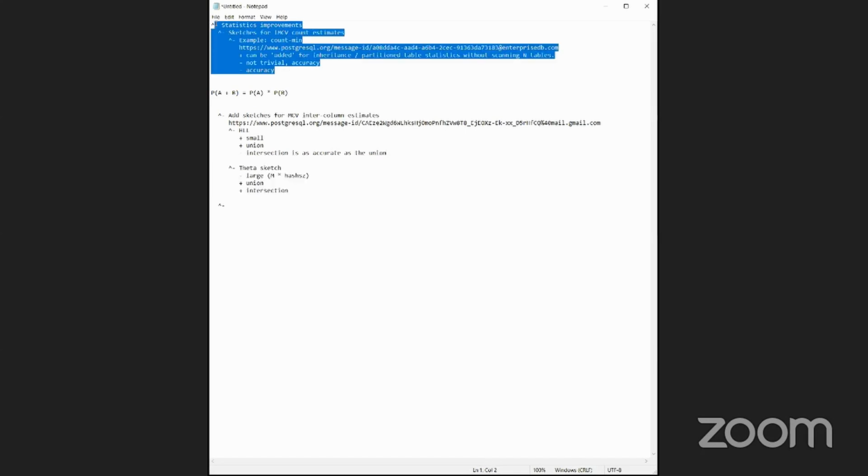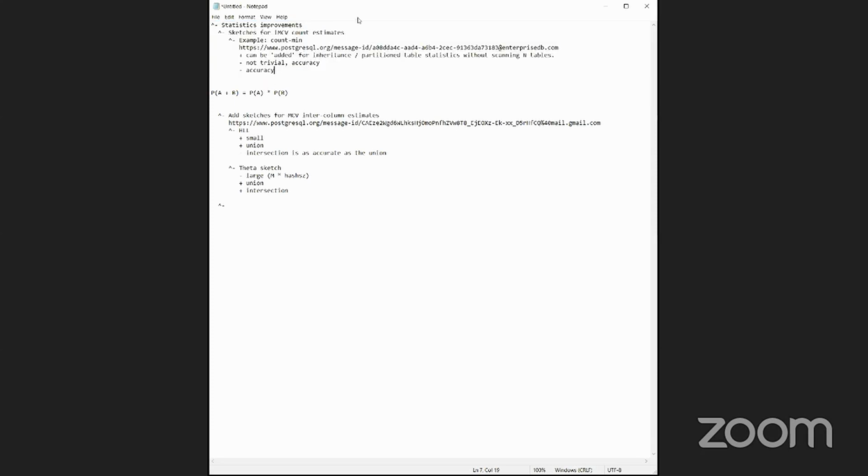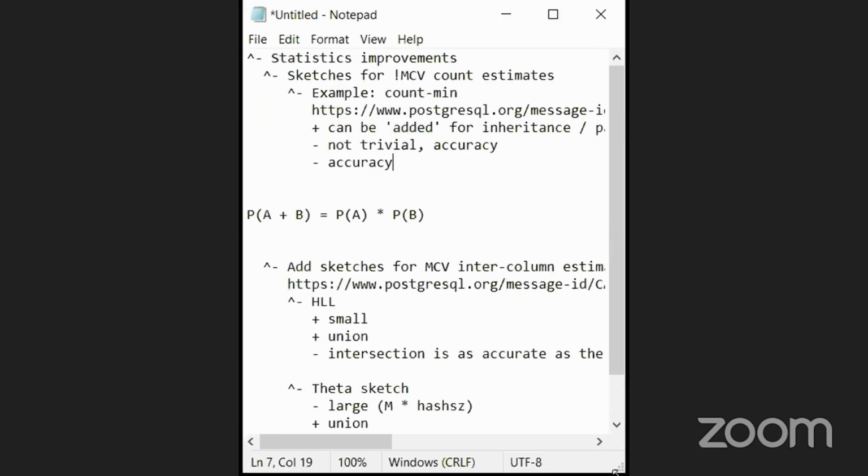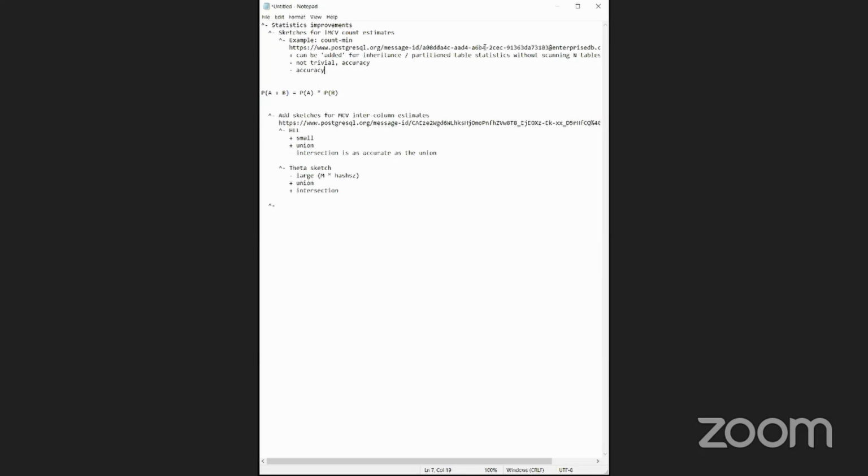And also in the non-most-common-value list cases, Tomas suggested to also improve the statistics for these values by using the, what's it called again, count-min sketches, which also provide some amount of accurate value counts for your distinct values, and it allows you to make more and more accurate join estimates, even between columns and tables. That's basically it.